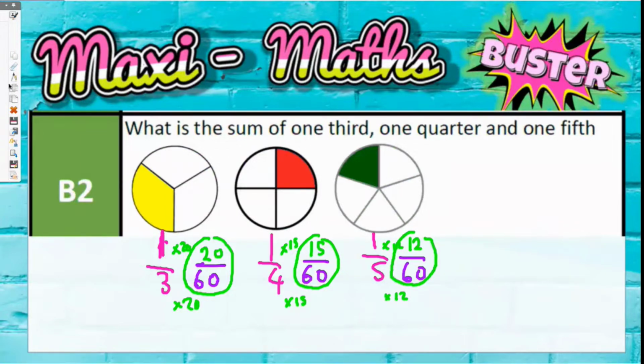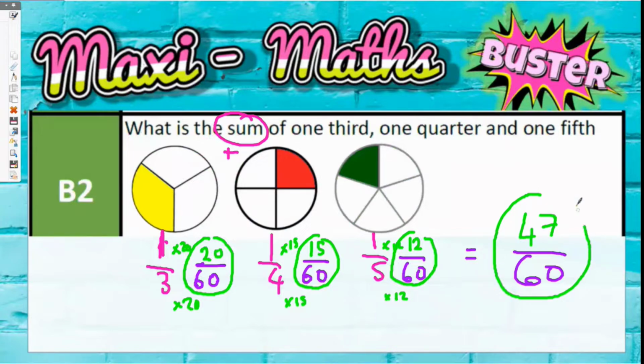So the sum of these fractions basically means add them all together. So now we've got a common denominator. We know it's out of 60. And the question is, what do we get when we add 20, 15, and 12? Well, 20 and 15 is 35, plus 12 is 47. So the final answer is 47 60ths.